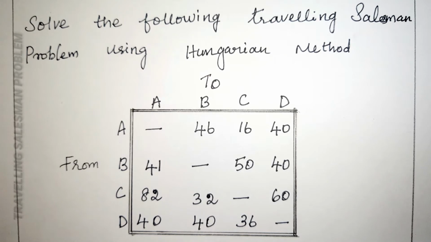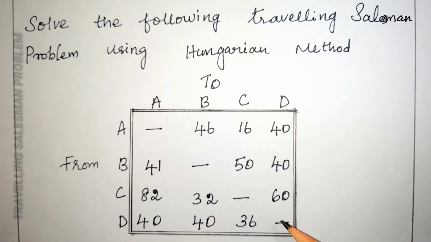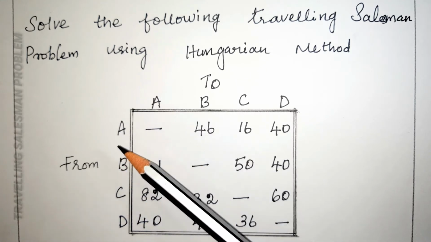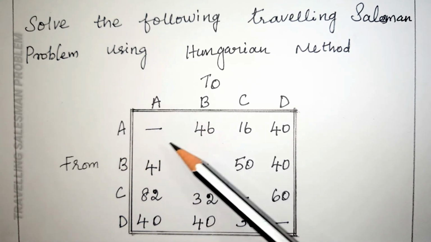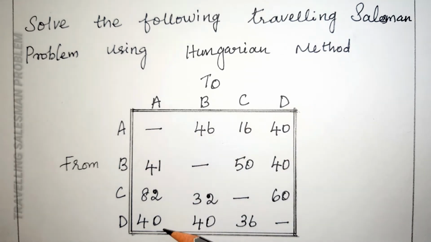Here 4 cities are given. The traveling cost for each city is given. A to A is not possible. Similarly, B to B is not possible, C to C is not possible, and D to D is not possible. These are the restricted cells. For other cells, the city A to B, A to C, and A to D costs are given. The traveling cost for each city is given. We have to find the optimum assignment cost and the route condition for this particular problem.